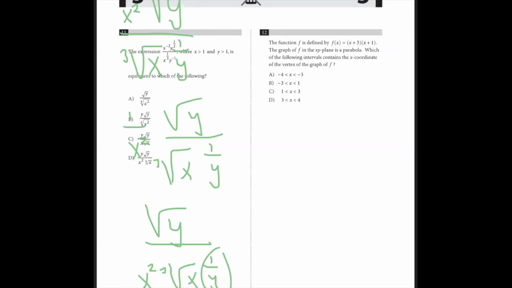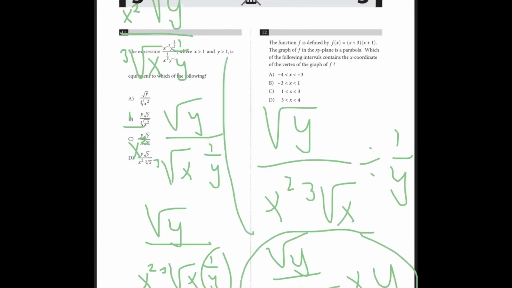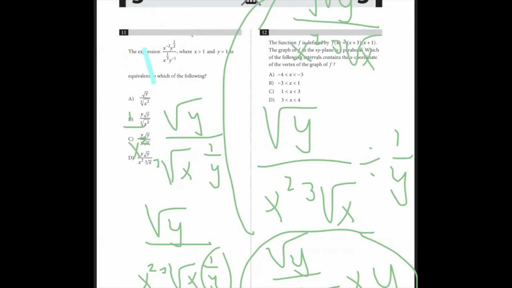Whenever you have something like that in the denominator, you're dividing. In order to divide by that, you do keep, change, flip. It could be done much quicker; I'm just going through the steps. Keep, change, flip ends up giving you this. When you simplify this answer, you should end up getting y times the square root of y over x squared times the cube root of x. There are many ways to see this problem and solve it.